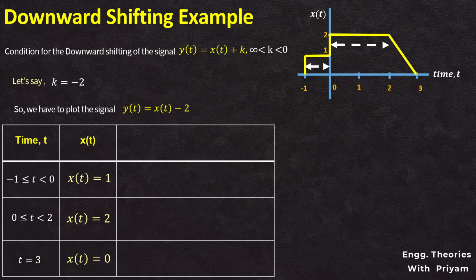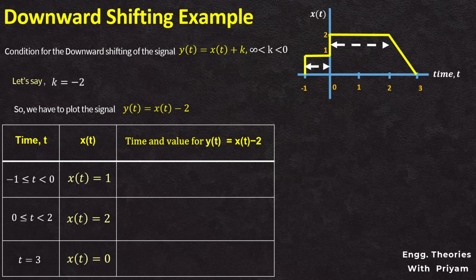Now we have to calculate y(t), which is equal to x(t) minus 2, and as y(t) is equal to x(t) minus 2, this is a downward shifting operation, and here we have to downward shift the signal x(t) by 2. To shift a signal downwards by 2 units, we need to subtract 2 from each value in the amplitude axis, and the signal x(t) has 3 values for 3 different time intervals.